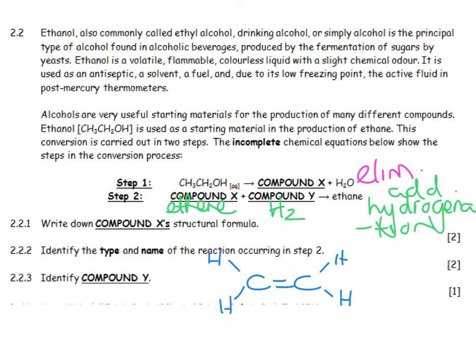Then identify the type and the name of the reaction occurring in step 2. It is either an addition reaction or a hydrogenation reaction. And then identify compound Y, that is going to be hydrogen. Oh, hang on, you have to give me both. You have to give me the type and the name. So it is an addition reaction and a hydrogenation reaction. Those are for the 2 marks. Addition gets you 1. That is the type, and its special name is hydrogenation.